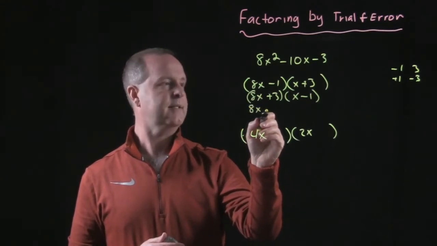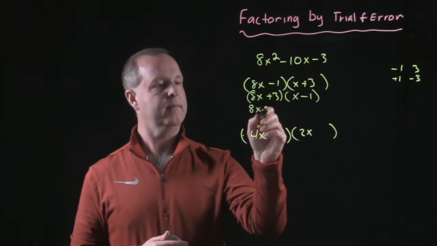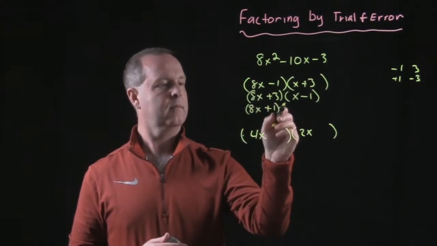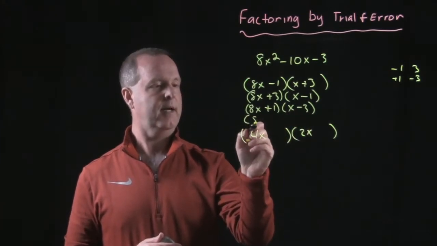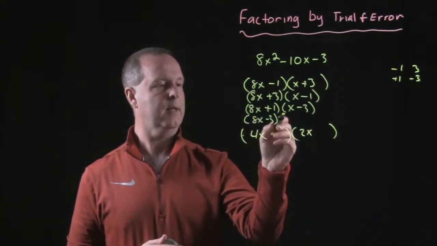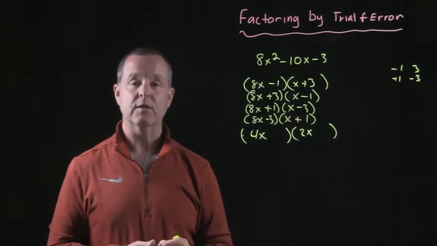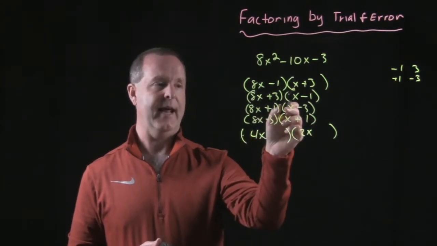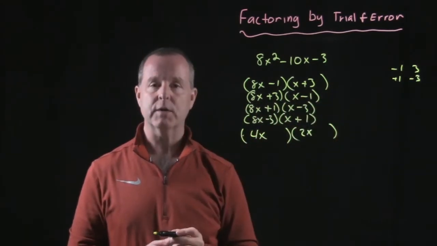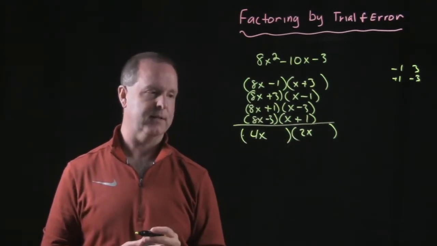I have an 8x plus 1 times an x minus a 3. And switch those around. I have an 8x minus a 3 and an x plus a 1. All right, you guys are able to follow that. Out of all the possibilities where I have an 8x and an x, I had those opportunities I need to look at.